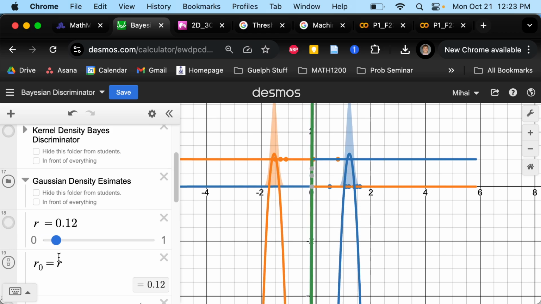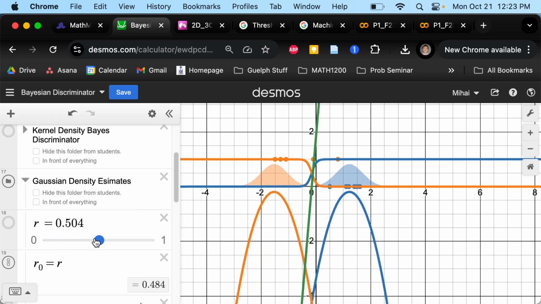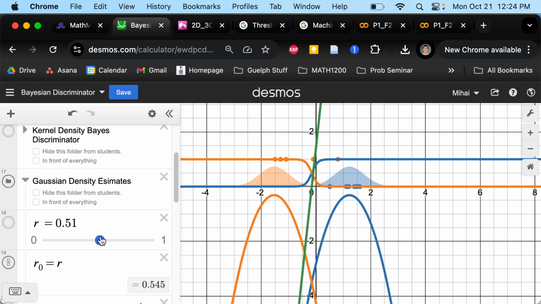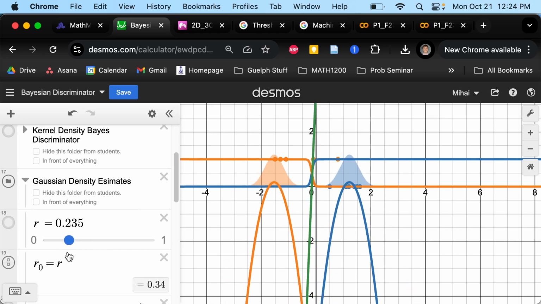If you make it very vertical, then there's a very small window where you're ambiguous. If you make it very big, then they have more overlap. Then you have this smooth transition from orange to blue back and forth. But that's the linear estimator, or the linear discriminator.